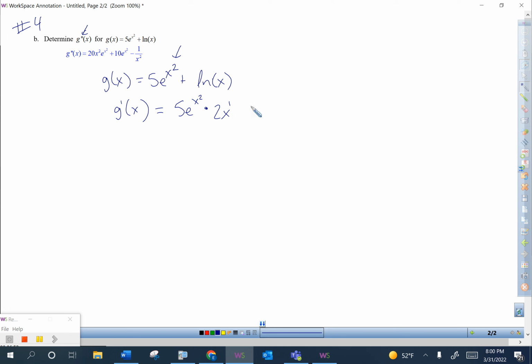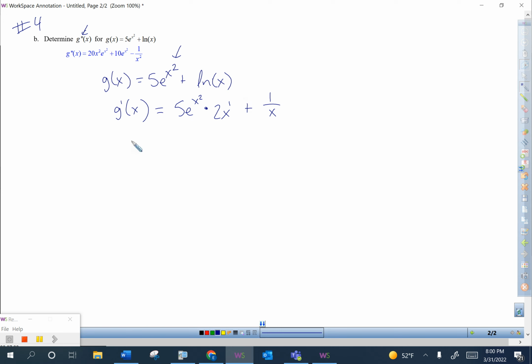And then our natural log, remember, it's just 1 over the thing inside. Okay, so 1 over x multiplied by the derivative of the inside if we have it. We don't have to worry about it here. Okay, that's our first derivative. Before you do the second derivative, you want to simplify. That's going to make your life easier.